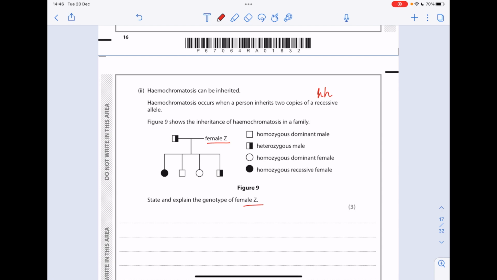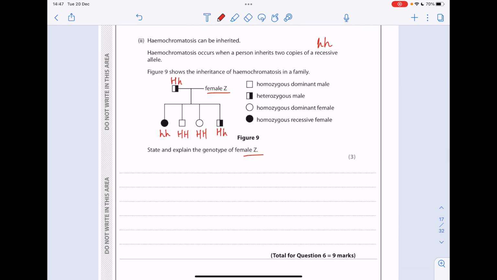So up here, we know that the male over here, because of this information, is heterozygous. And then look at some of this offspring. There's a female with the disease. There's one that's a carrier. Here's a male without the disease, and here's a female without the disease. So what must female Z be?